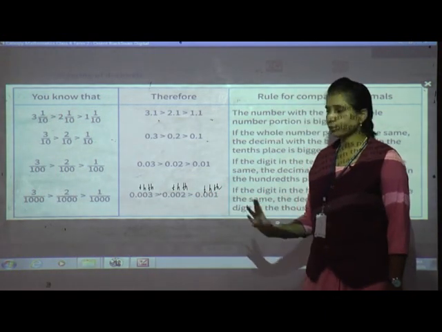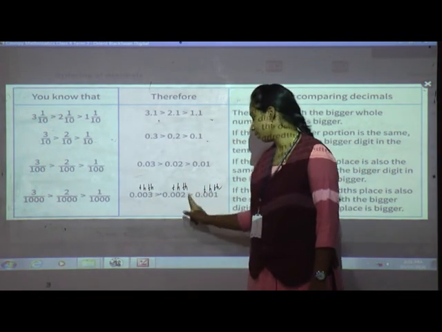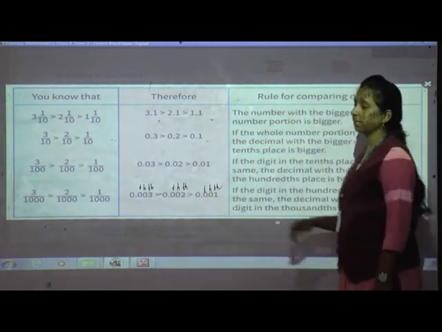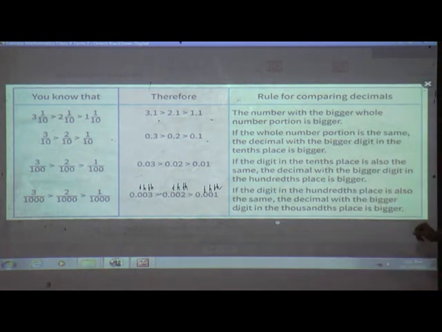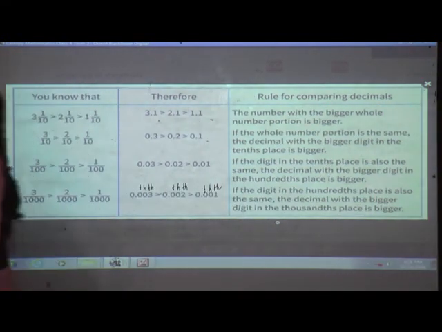Then what you have to do? You have to go with the thousands place. Now thousands place 3, 2, 1. So which is greater? 3. So automatically 0.003 is greater than 0.002 and 0.002 is greater than 0.001. Clear? Yes, very good.